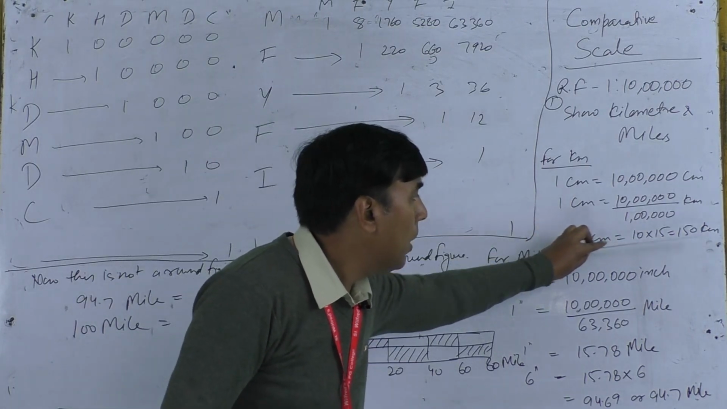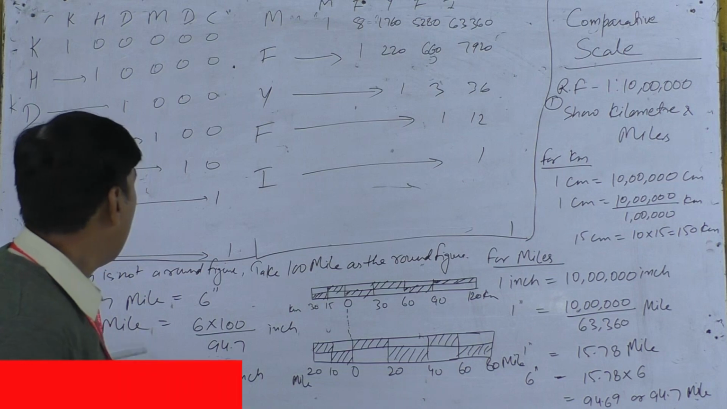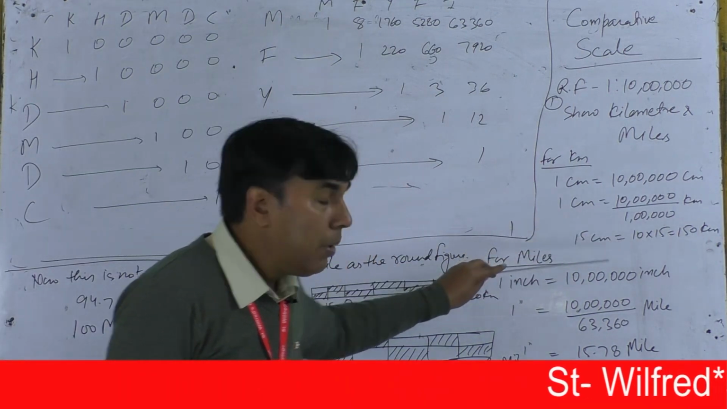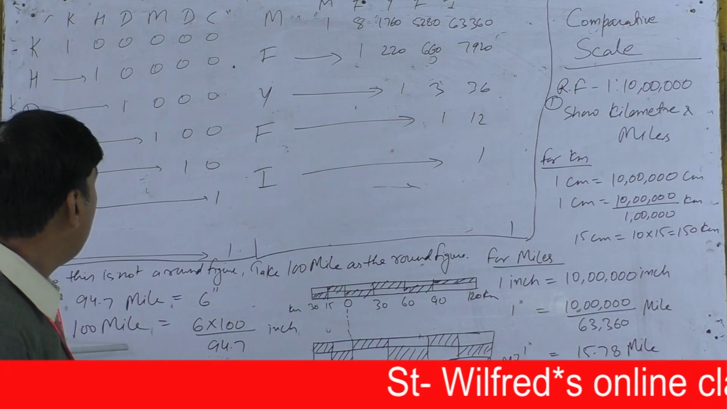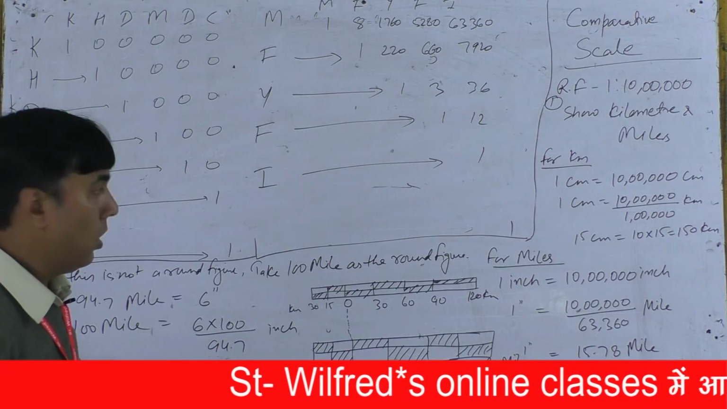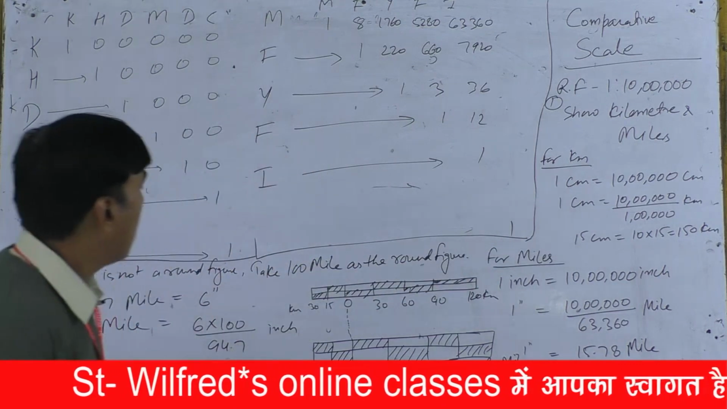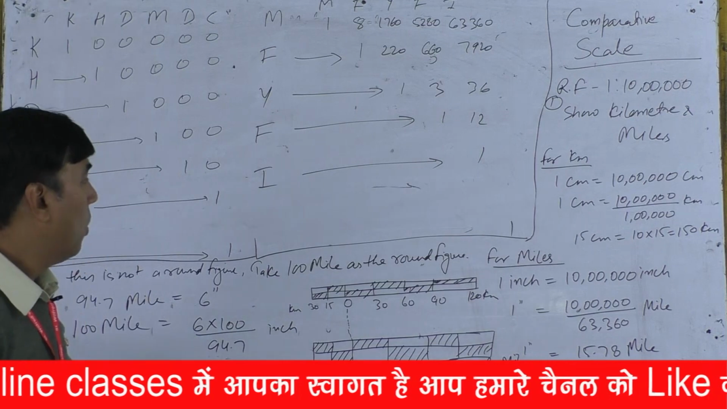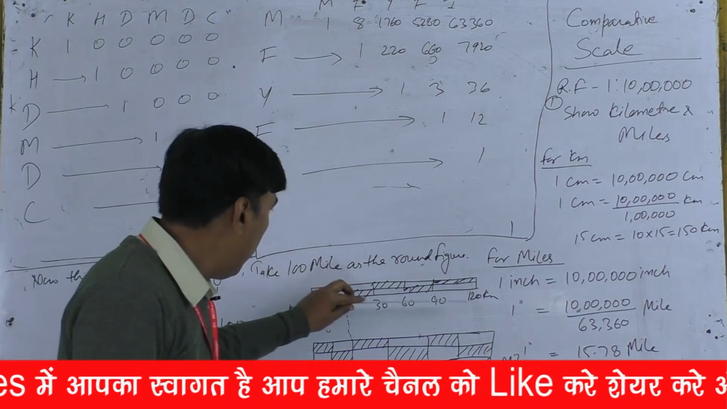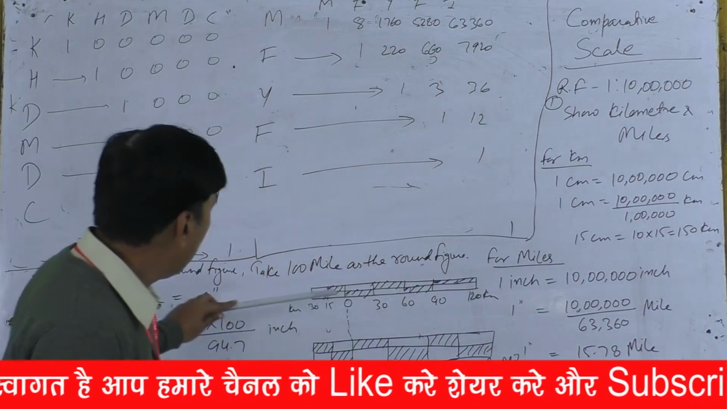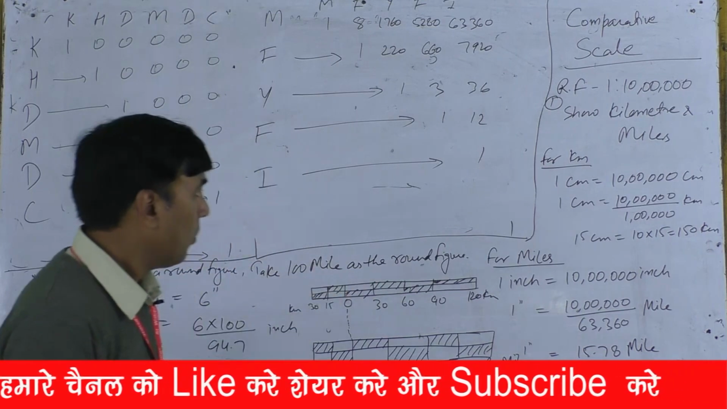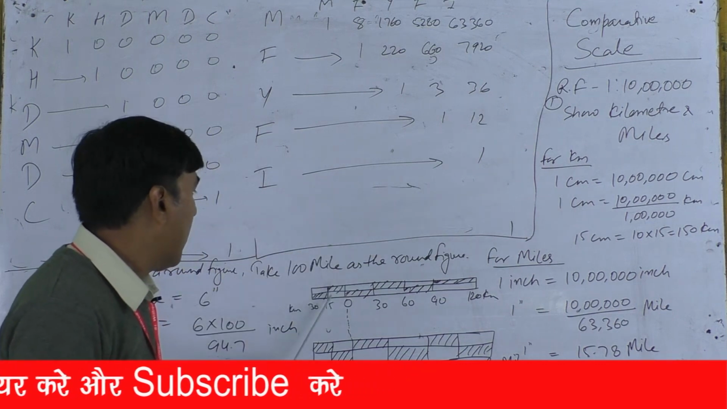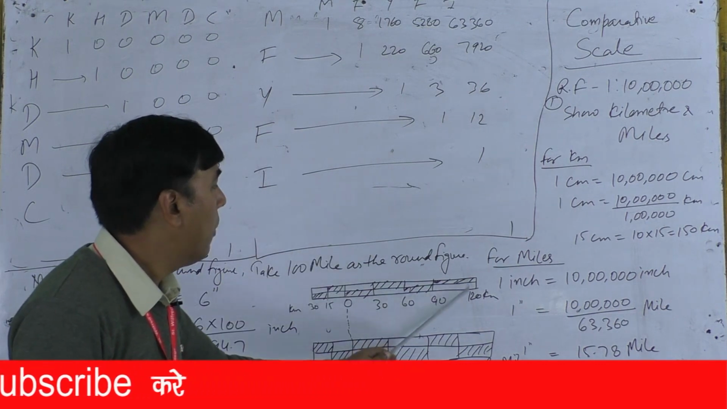Now we have two solutions, 150 kilometers and the second one is 100 miles. 150 kilometers is shown by a 15 centimeter line and here 100 miles is shown by 6.3 inches. Now this answer will be shown in a graphical way. So what will we do? First we draw a 15 centimeter line and divide it into equal parts, 5 parts, 1, 2, 3, 4 and 5.